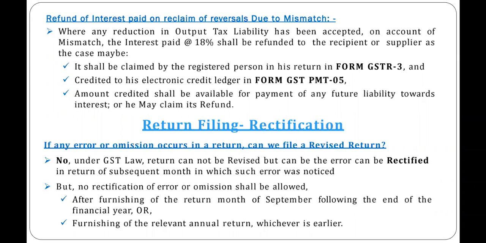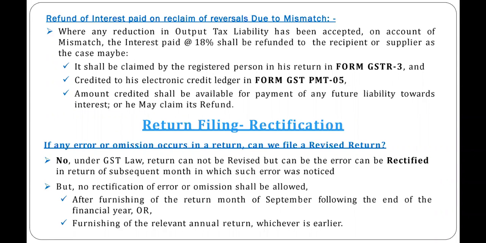It shall be claimed by the registered person in form GSTR-3, right? Who is the registered person? He has to claim that by filling a form, that is GST registration form number 3. And similarly, it is credited to his electronic credit ledger, right? It is not directly credited to the bank account, but first of all it is credited to the electronic credit ledger in form GST PMT-5, right? And after that, the amount credited shall be available for payment of any future liability towards interest, or he may claim it as a refund.